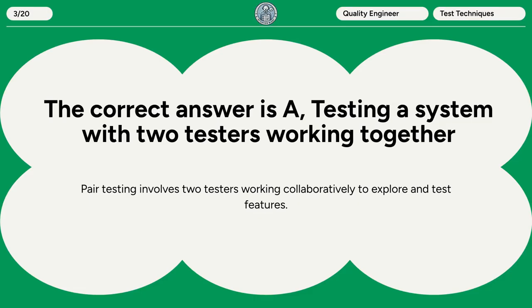The correct answer is A. Testing a system with two testers working together. Pair testing involves two testers working collaboratively to explore and test features.